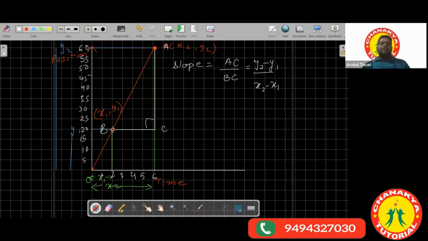Okay. See, I have taken this point B to be the initial position. Now, if you draw a perpendicular from B on the y-axis, I obtain the point 20. On the y-axis, I am plotting the position. On the x-axis, I am plotting the time. So, can I say that my initial position is 20?